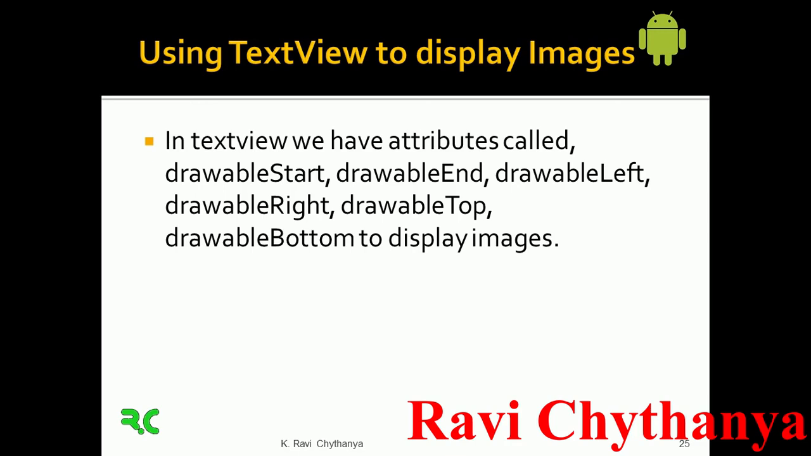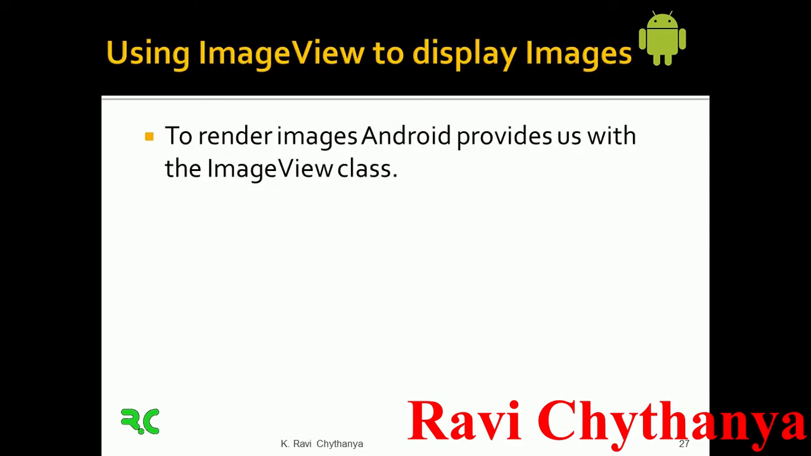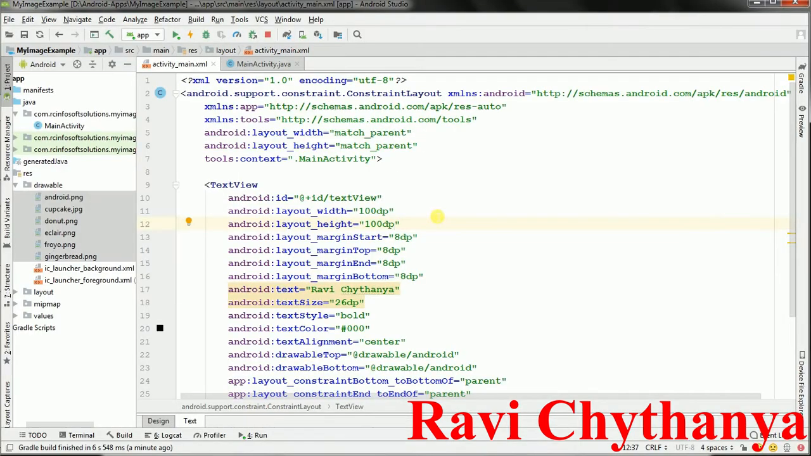So for that purpose we have the next type of view to display images, that is ImageView. To render images, Android provides us with the ImageView class. Alright, so let us move on to the example here.